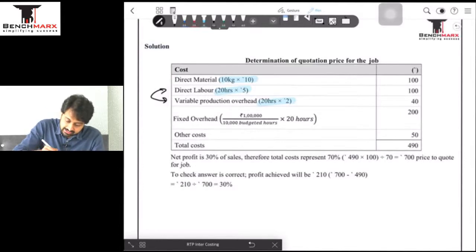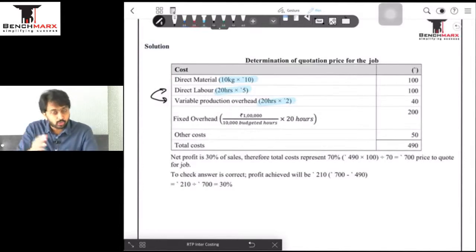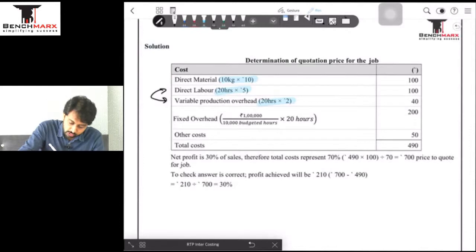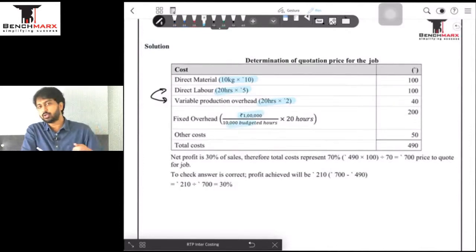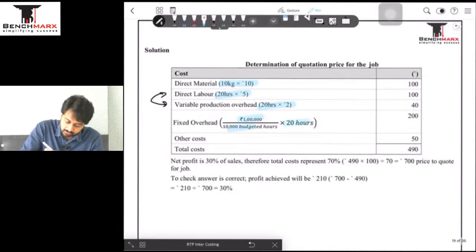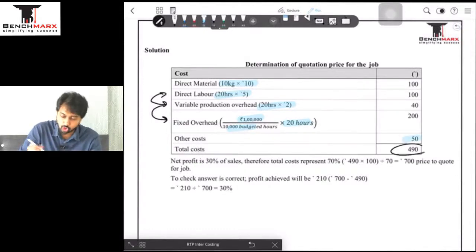Then we come to overheads. As I said, we don't want the annual overheads, we want the job's overheads. So what we do is annual overheads upon the hours, I get the absorption rate, and once I get the absorption rate into my number of hours, again these will come from here, so I'll get my overheads content, and other cost is simply per job, so I will do that. I will add 50 directly in the cost sheet and I will get total cost of the job.